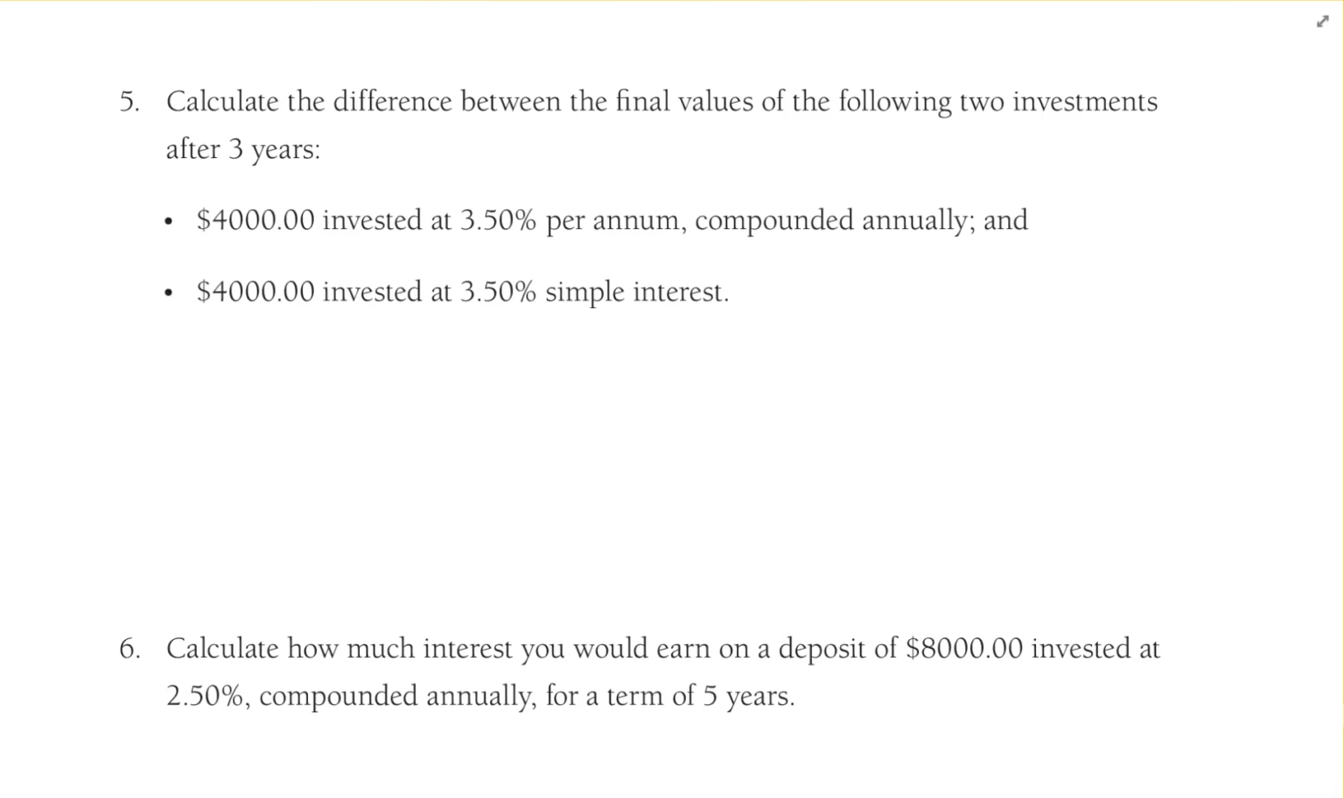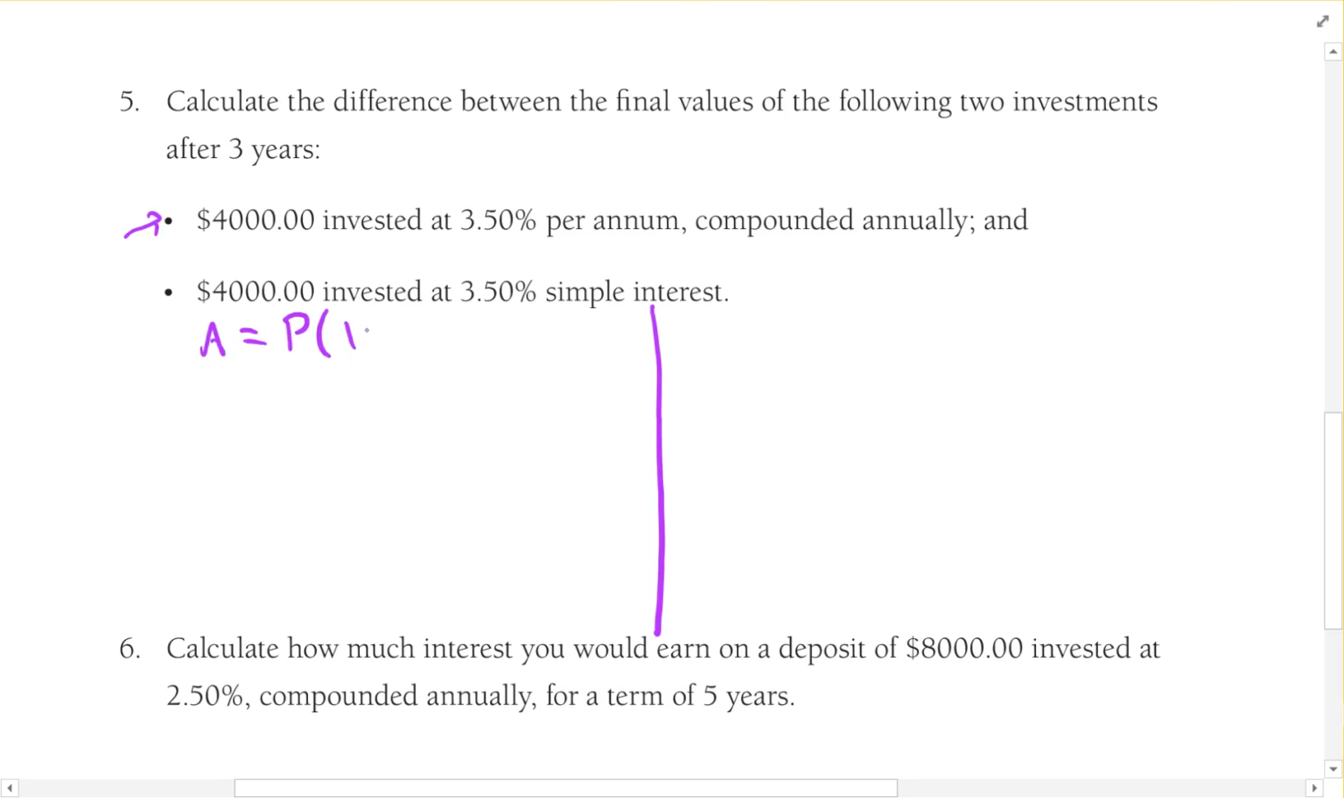So number 5. Calculate the difference between the final values of the following two investments after 3 years. Alright, so I'm just going to split this down the middle, and on this side I'm going to do the compound interest one first, so that's this one. So I'll write down my formula. A is equal to P times (1 plus R over N) to the power of N times T.